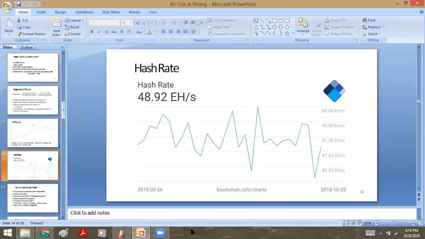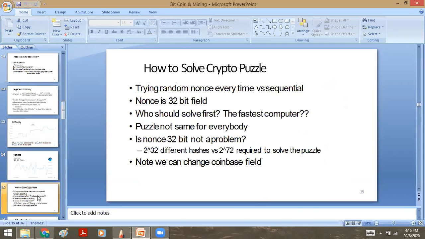There are different ways of trying a random nonce every time versus sequential. So all the nodes will be trying a combination. If not matching, next sequence, next sequence. Like that, it goes in a sequential order.